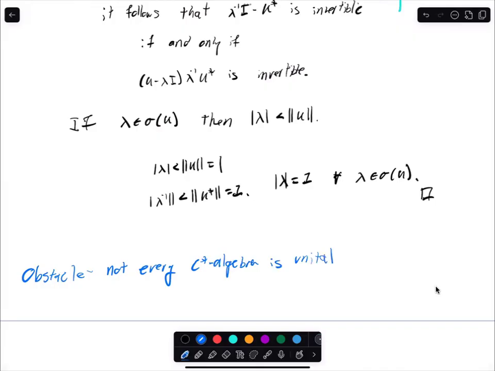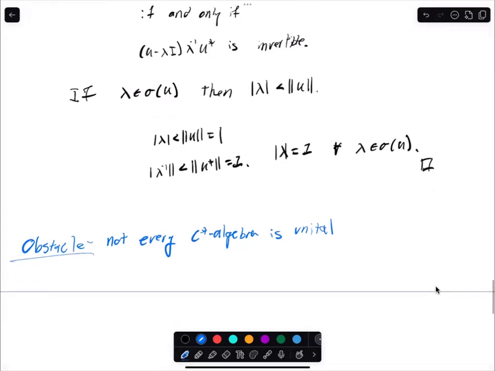We want to treat it that way, that this is an obstacle to us getting to the spectrum of an operator. Not every C-star algebra is unital. So how do we define the spectrum, which needs invertibility?